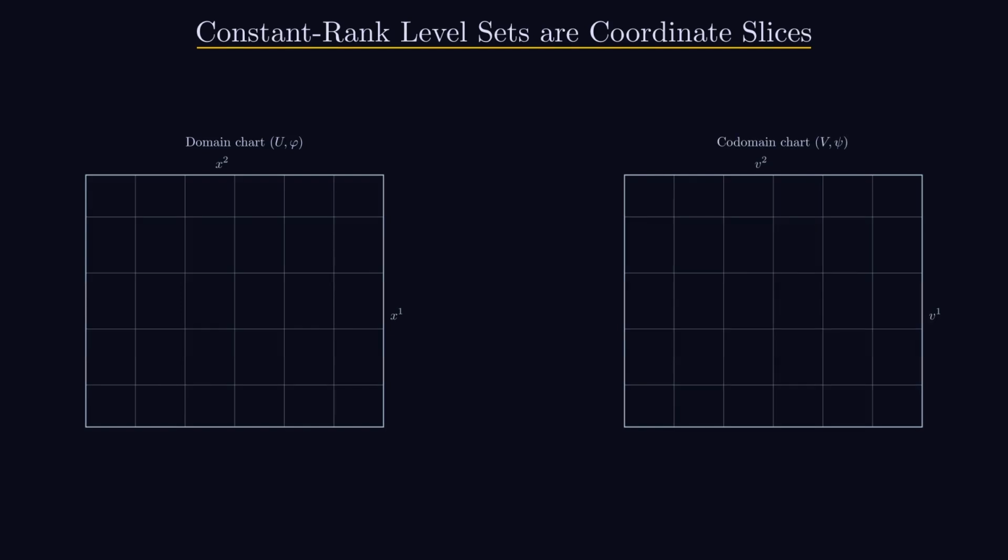The constant rank level set theorem says that in the canonical coordinates provided by the rank theorem, every level set is literally a coordinate slice. Two coordinate charts appear, the domain chart U with coordinates x1 and x2, and the codomain chart V with coordinates v1 and v2. In these charts, the map phi composed with the relevant diffeomorphisms has the canonical projection form. In the canonical coordinates, the map sends x1 and x2 to x1 and 0. The first coordinate x1 is projected to v1 unchanged, and the second coordinate x2 is killed, sent to 0.